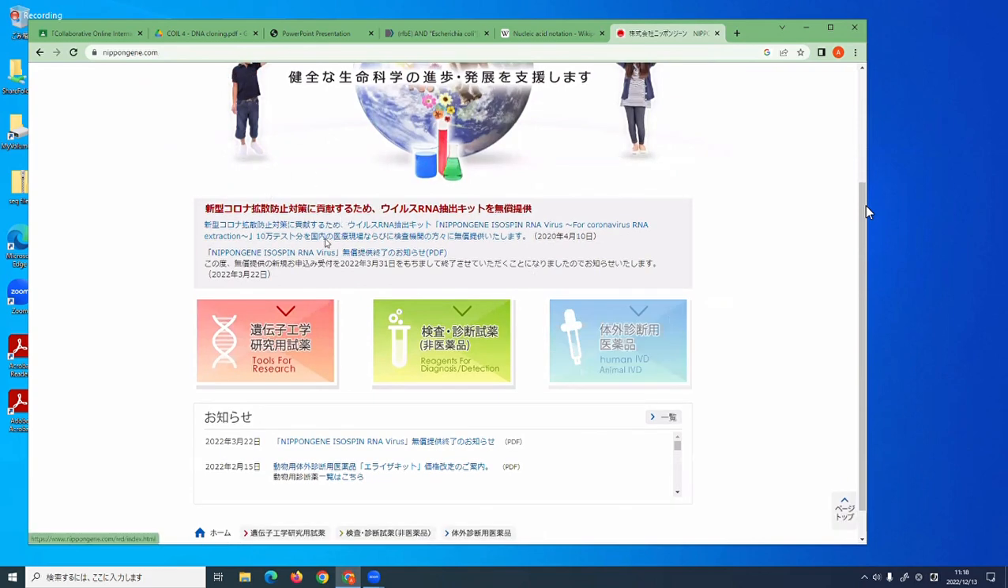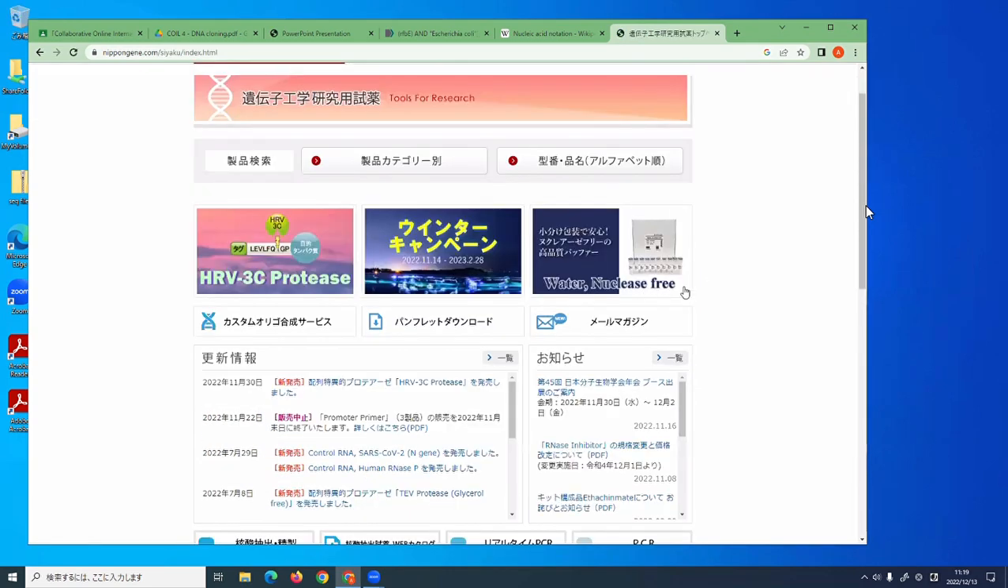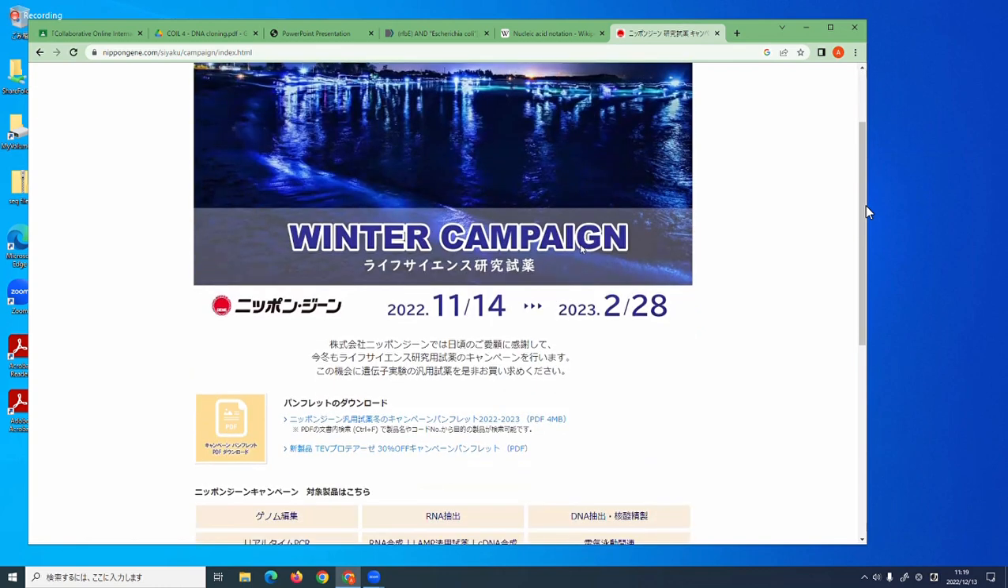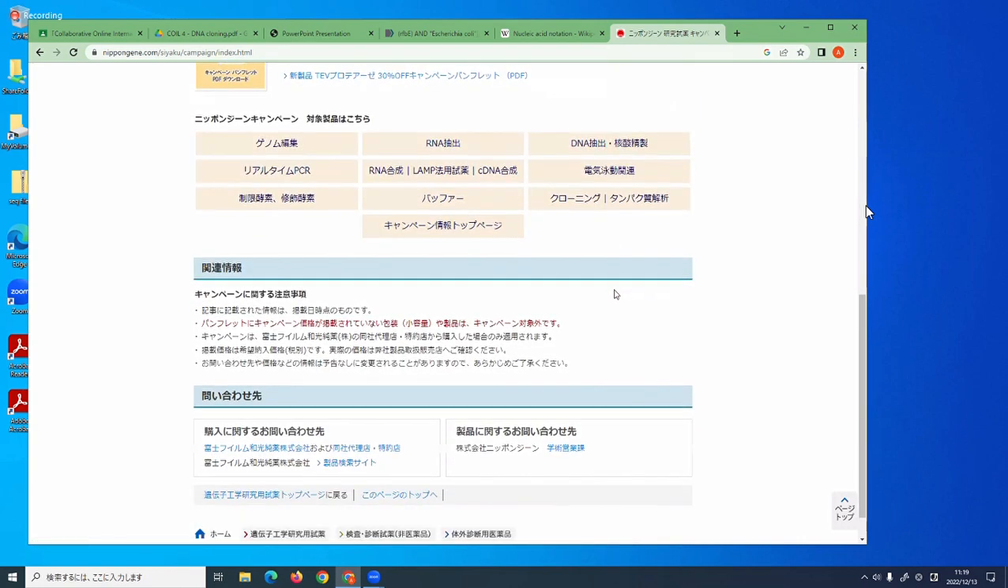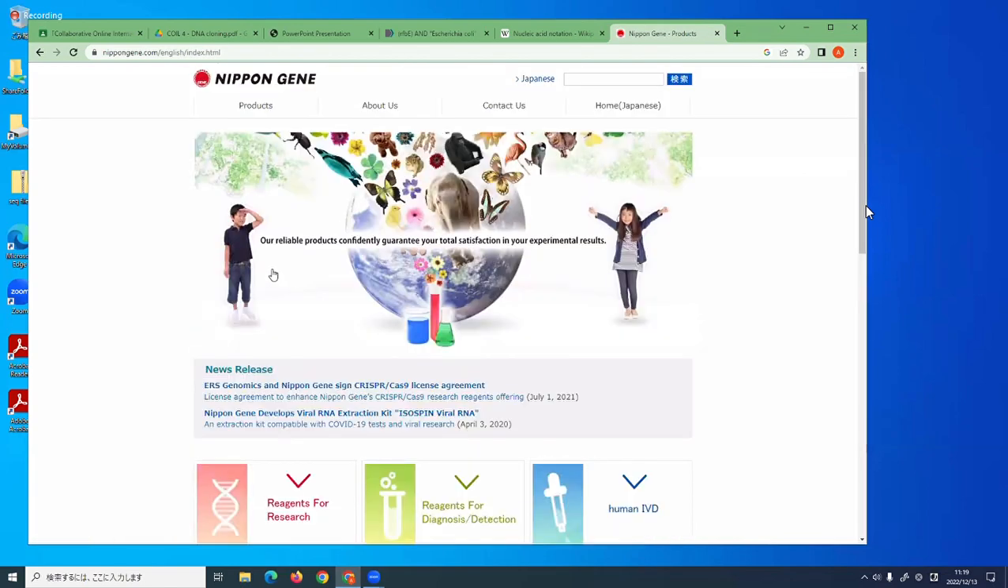When you go to the website like this, you can see tools for research, reagents for diagnosis, detection, human and animal IVD. I often go here, and in Japan, normally about twice a year, during summer and now winter, they have a winter sale. You have winter campaigns for these kinds of products, and usually they give you about 20% to 30% off the normal price. And here, just to look at the price, the website is, let's go in English and see.